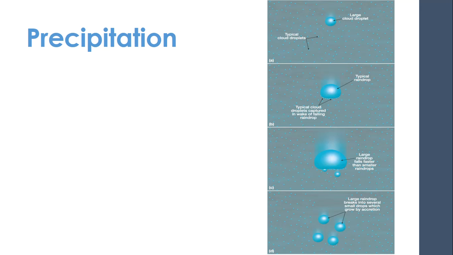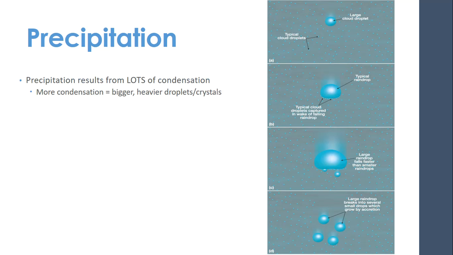Precipitation, right? Because sometimes when we get clouds, you get precipitation. Precipitation results from lots of condensation. So the more condensation equals bigger and heavier droplets, or crystals if you're dealing with snow, right? So you get these droplets that form and then they will bunch together. And then the heavier ones are just going to fall by gravity. So those clouds can't hold that moisture up anymore. Those droplets get bigger and bigger, and then they have to fall.